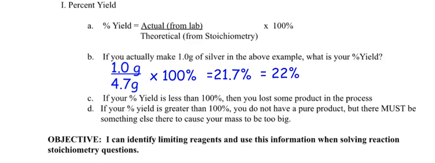So objective now, we're going to identify limiting reagents or reactants, and use this information to solve stoichiometry.